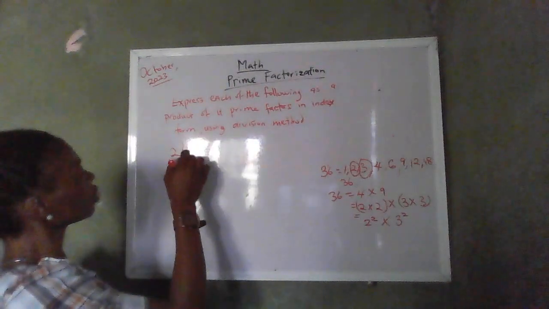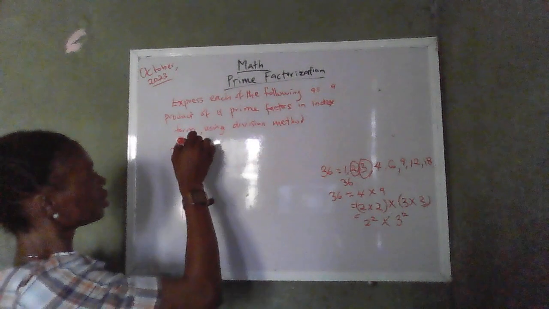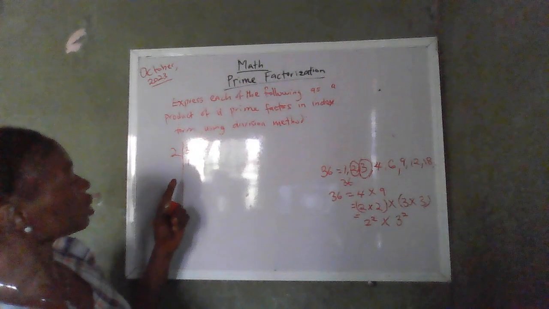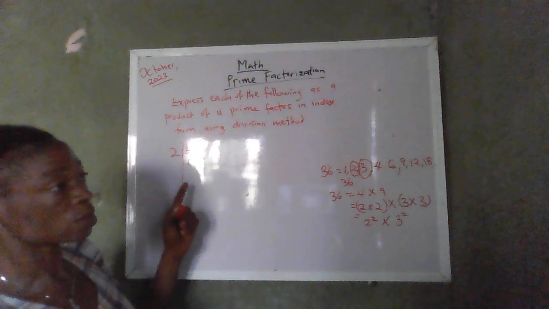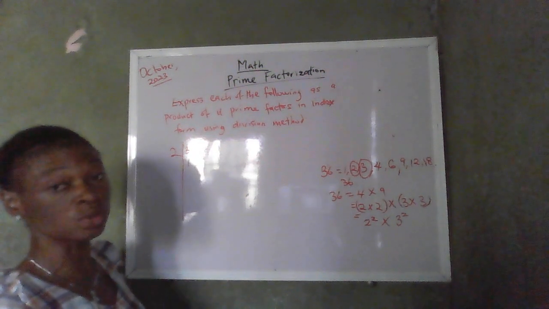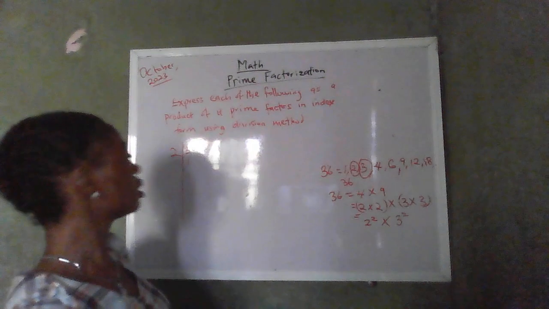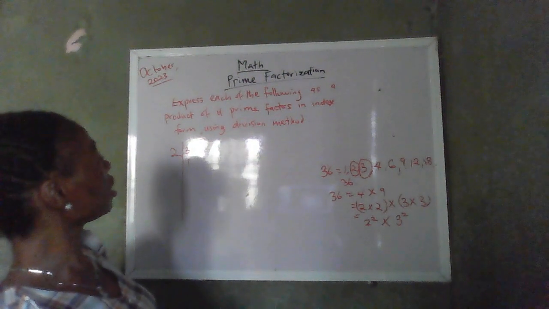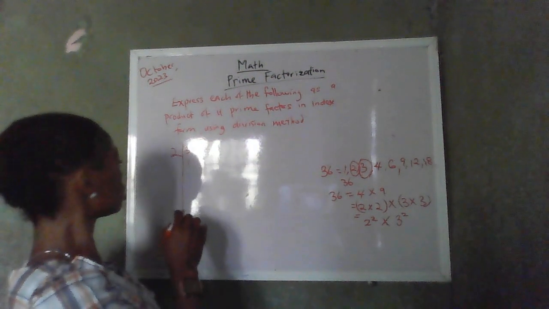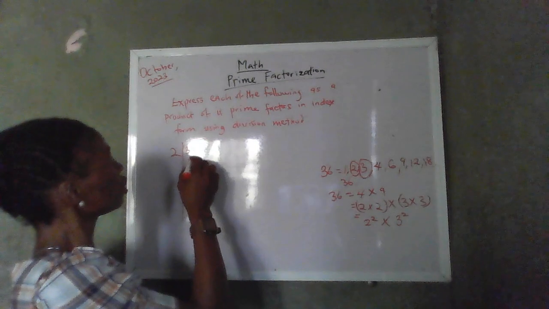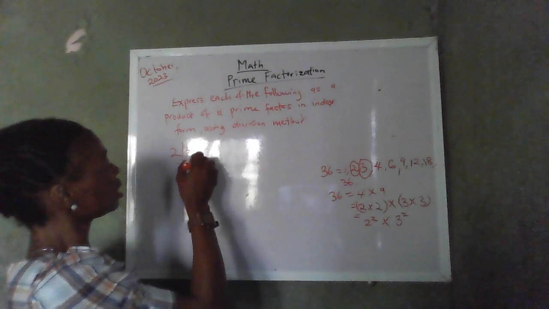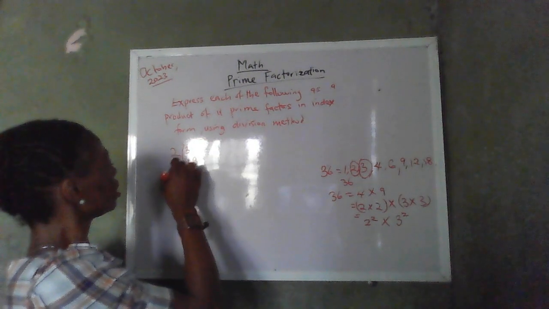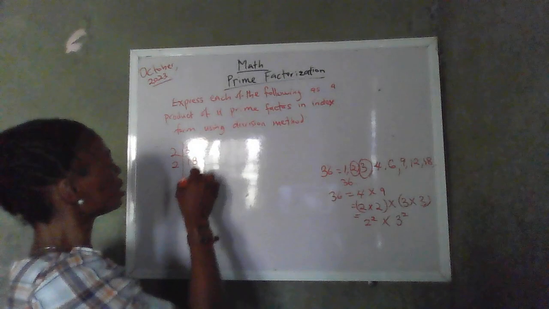2 into 3 goes 1, remainder 1. Yes, 3 can be divided by 2 once. We have a remainder of 1. Then taking it, adding it to the 6, we have 16. 2 will go in 16 8 times. 18 is divided by 2, 9 times.